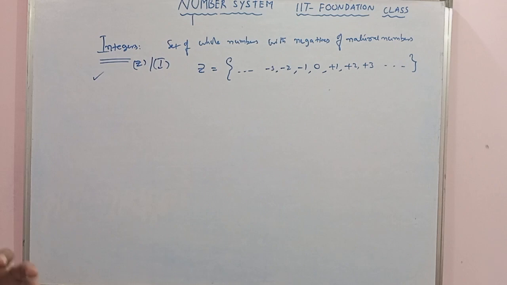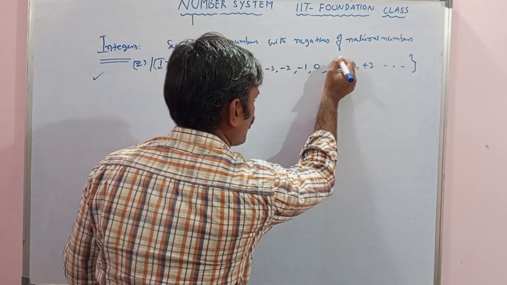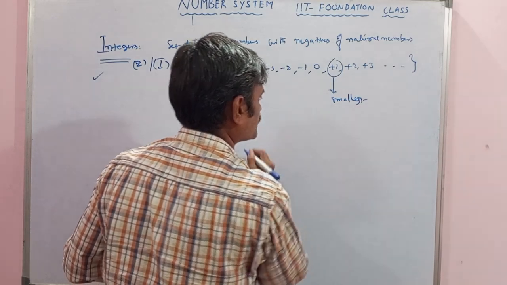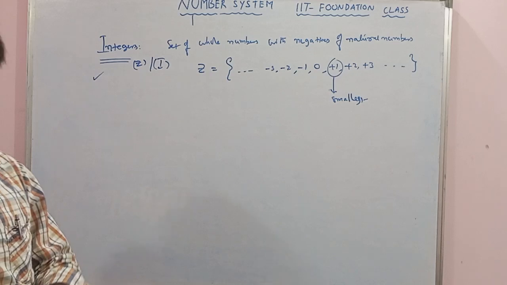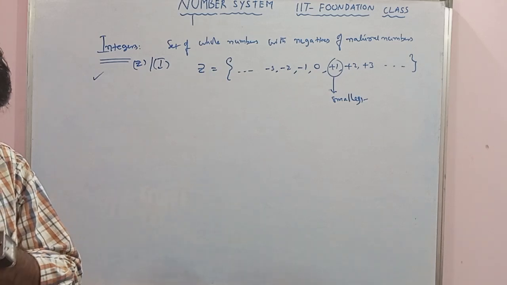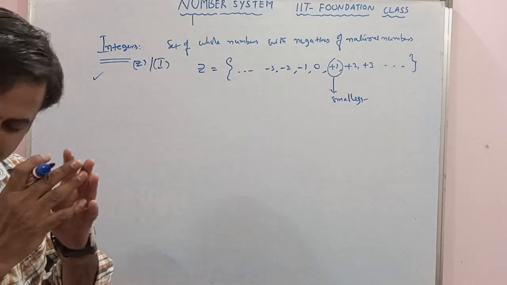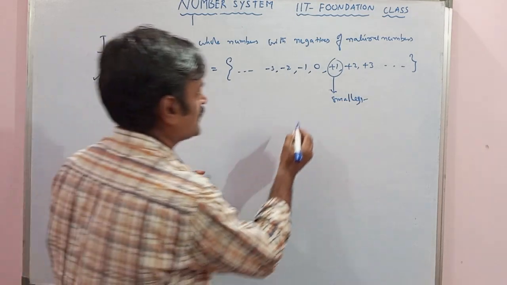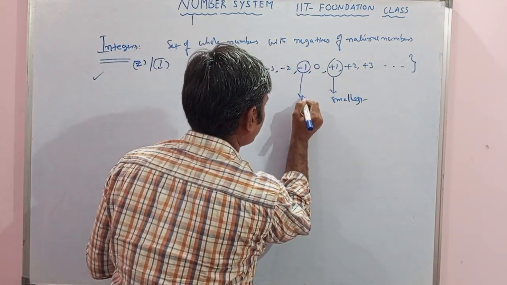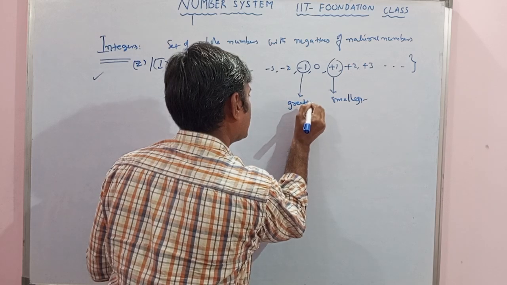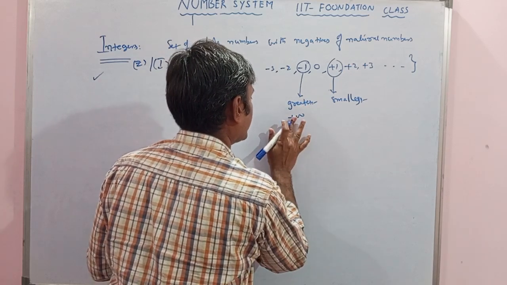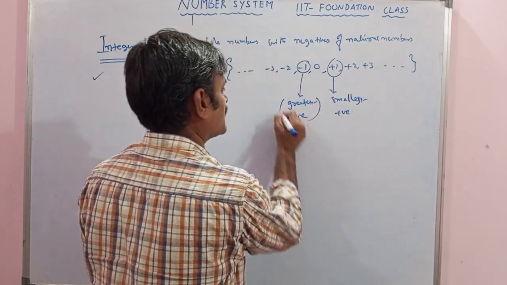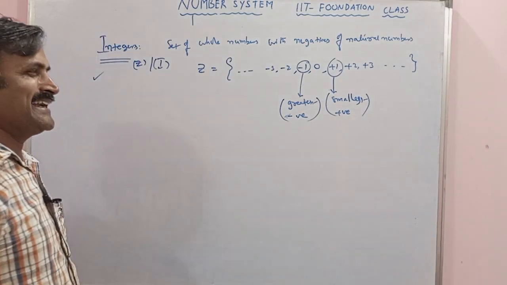What is the smallest positive integer here? The smallest positive is plus 1. When it comes to the greatest positive, as usual, it cannot be determined. The greatest negative integer is how much? When you say it is minus 1, that minus 1 is called the greatest negative integer. The smallest positive integer is plus 1. The greatest negative integer is minus 1.